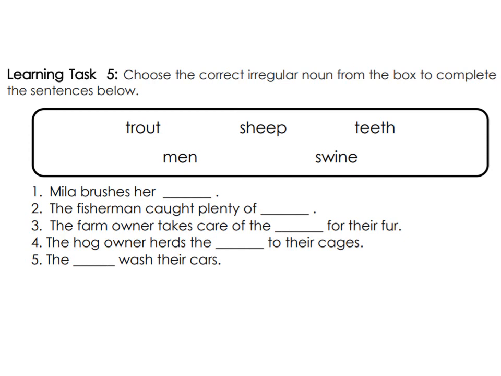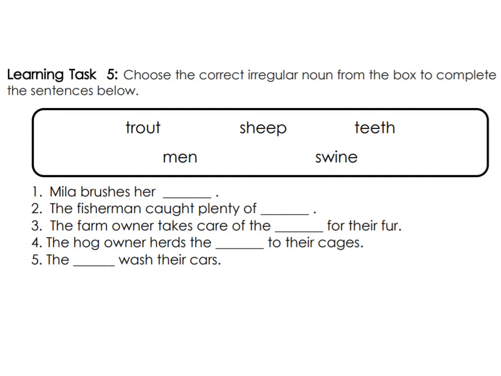So, number 1, Mila brushes her blank. The correct answer is teeth. Number 2, the fisherman caught plenty of blank. The answer is trout. And then number 3, the farm owner takes care of the blank for their fur. The correct answer is sheep. Why? Because sheep have fur.